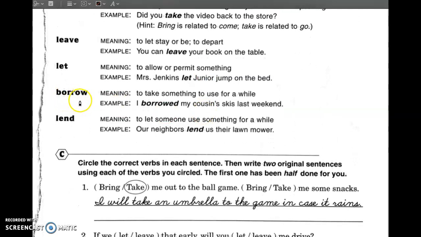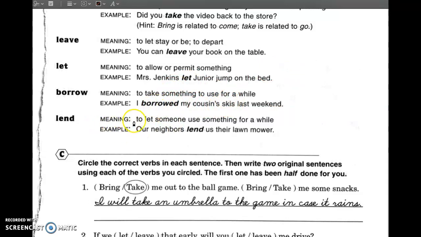The next one is borrow. Borrow means to take something to use it for a while. I borrowed my cousin's skis last weekend. Pretty straightforward. If you're taking something and you're using it for a while to give it back, you're borrowing something. Lend is the opposite of borrow, okay? Your cousin was lending you those skis so that you could borrow them.